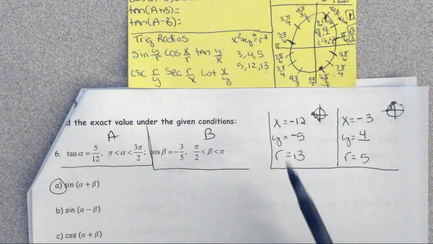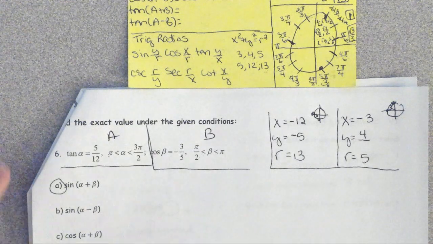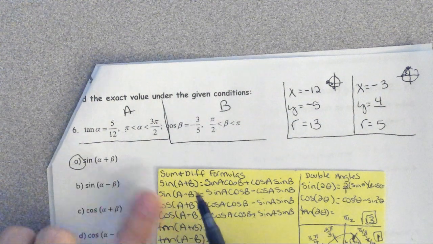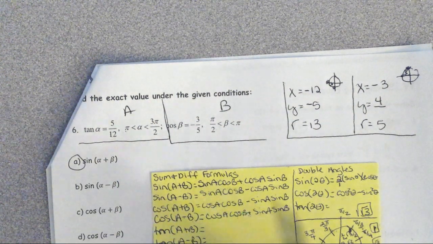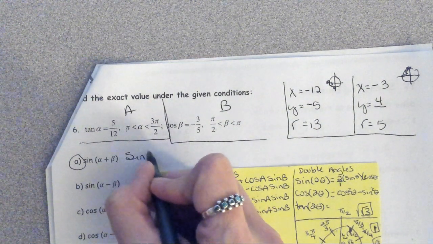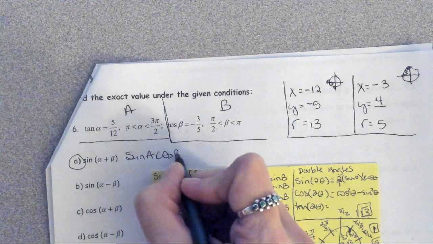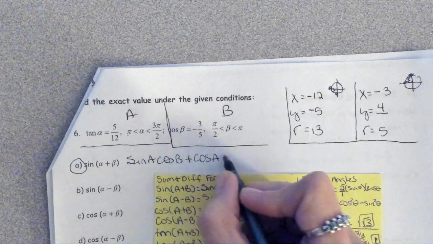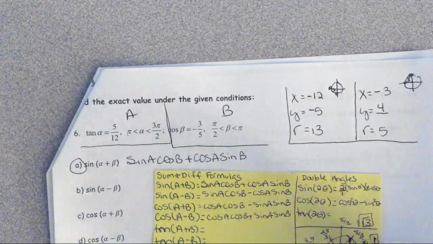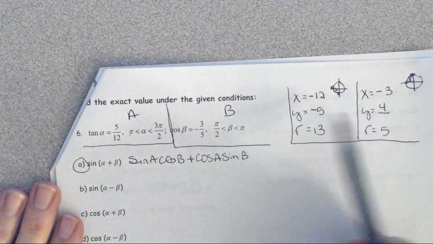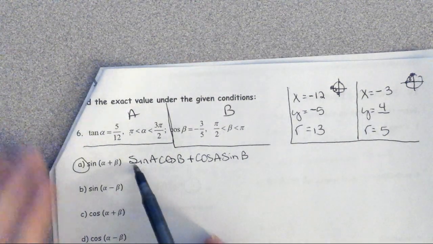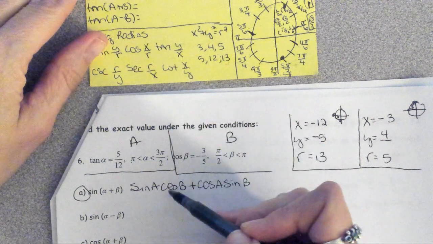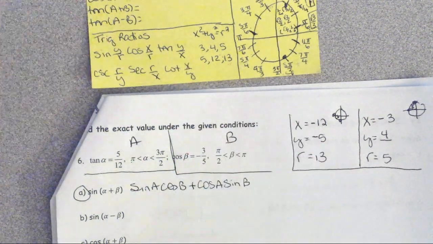Now that I know my x, y, r for both sides, I'm going to go pick the correct formula. So now I need a formula for sine of A plus B, which is right here. It's a sine sandwich, and it says sine A cosine B plus cosine A sine B. From here, I'm just going to go to each side and pull the correct letters. Every time it asks me for sine, I'm going to use the y and the r, and every time it asks me for cosine, I'm going to pull the x and the r.